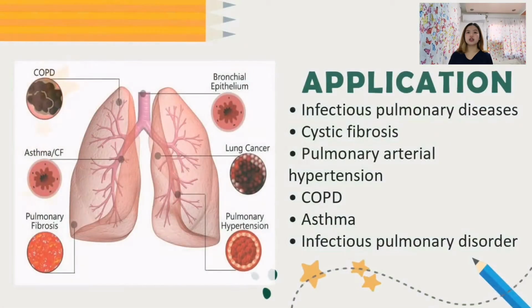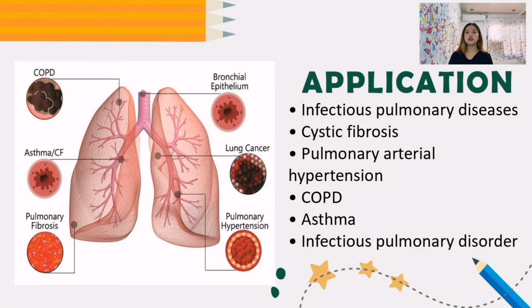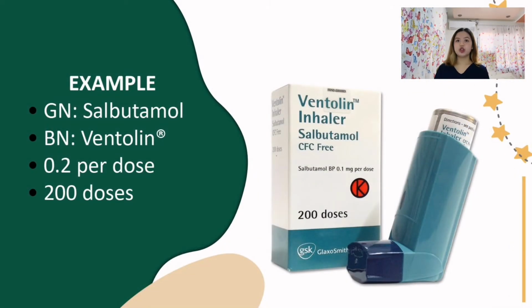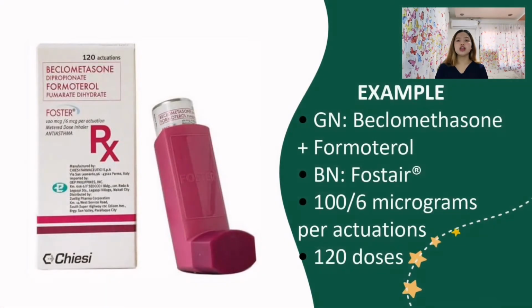MDIs are commonly used to treat different respiratory disorders and difficulties such as infectious pulmonary diseases, cystic fibrosis, pulmonary arterial hypertension, COPD, and asthma, which have overlapping symptoms and signs that affect the lungs and breathing. The first example of MDI is Ventolin, with the generic name salbutamol, which is used to provide relief in asthma and COPD symptoms. Another is Foster, with the generic names beclomethasone and formoterol, a combination drug that is included in the long-acting bronchodilator and corticosteroid inhalers.